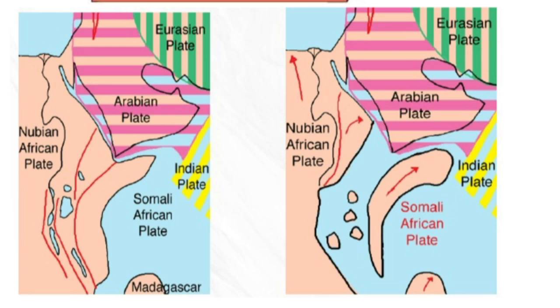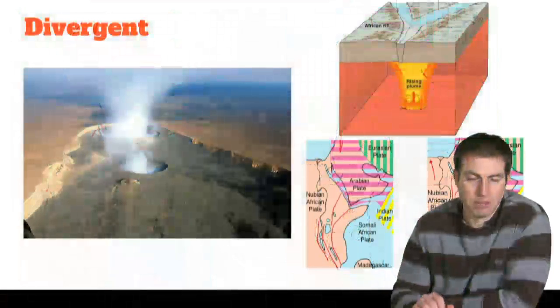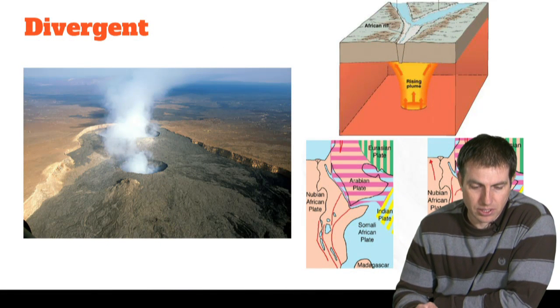Eventually, part of Africa is just going to be broken off because it's on a different plate, the Somali African plate. So there you go. That's happening right now as we speak in Africa, a divergent plate boundary on land.